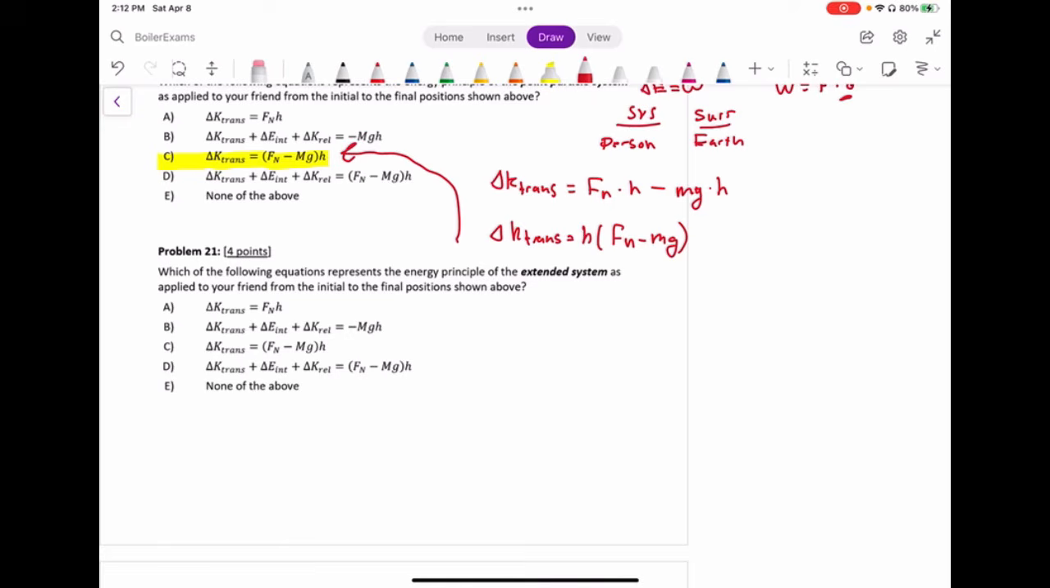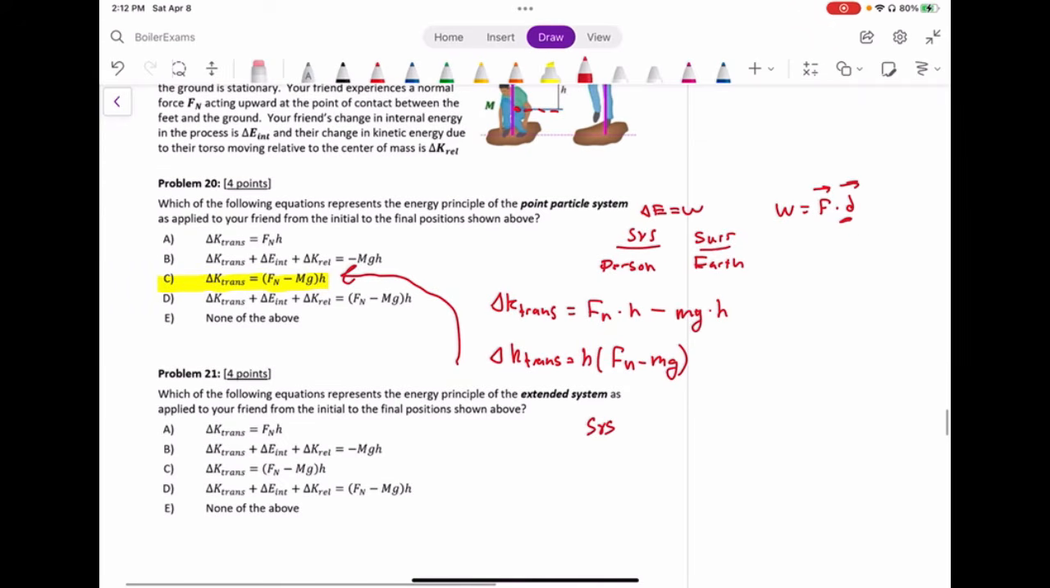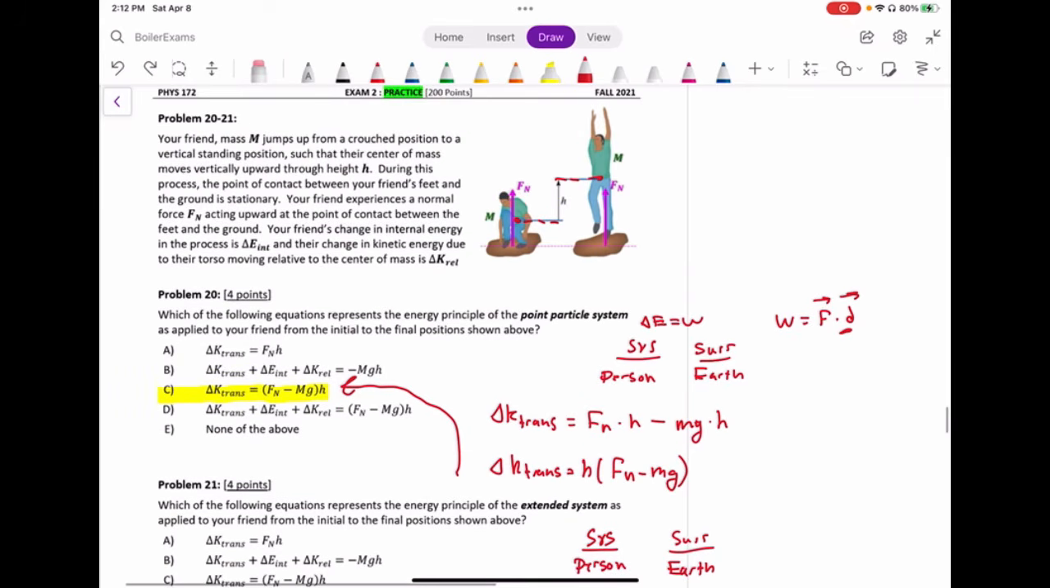Which equation represents the extended system? So now we're not treating them as just a point in space. We're now treating them as the whole thing. Immediately, how is this going to change? Well, first of all, let's define things. System, person. Looks like Earth is still in the surroundings. I see mgh on the right-hand side. Okay. So now we're considering the whole person.